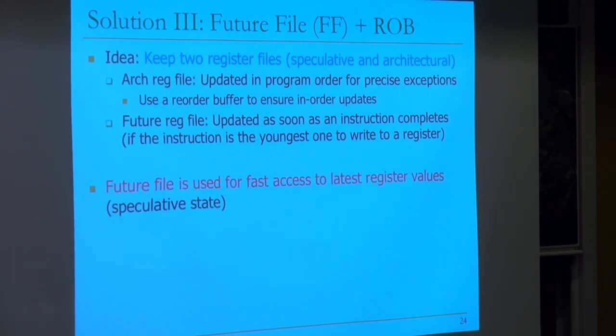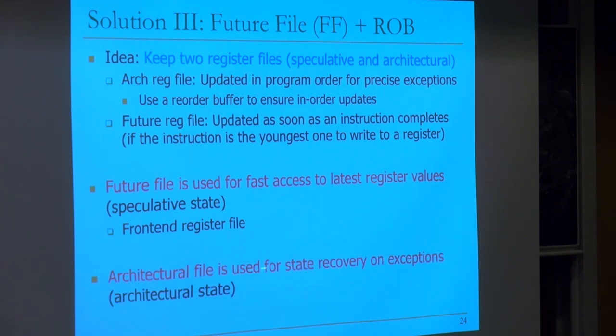So the purpose of the future file is to have fast access to the latest register values, which was the problem we were trying to solve with the history buffer also. It contains speculative state. This is also called front-end register file in some existing processors. Like Pentium 4 had a similar concept. It didn't exactly have the register file itself, but it had pointers to this front-end state, speculative state. They called it the front-end register alias table. They had the pointers to the registers that contained this front-end register file.